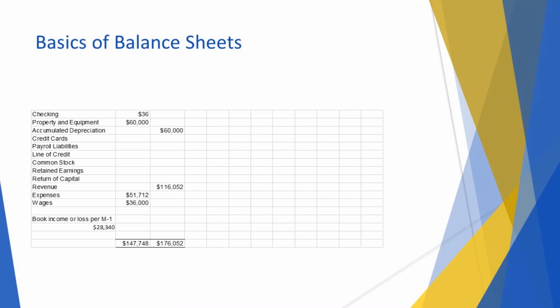Let's enter Sally's checking information, and we can see that she bought a truck and fully depreciated it, so we enter the corresponding accumulated depreciation. Still out of balance. Sally has some outstanding credit cards, some outstanding payroll liabilities, and a line of credit for that truck. Still out of balance.